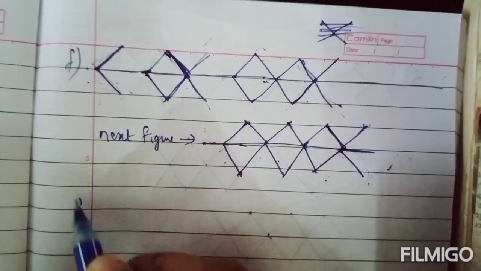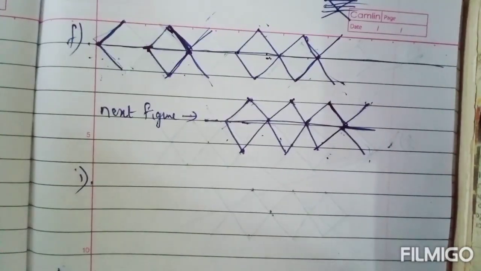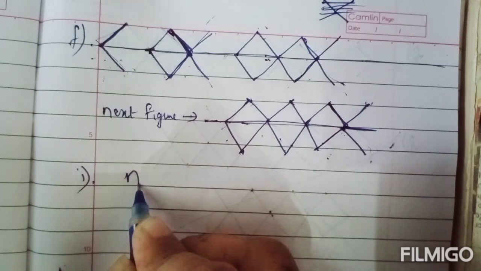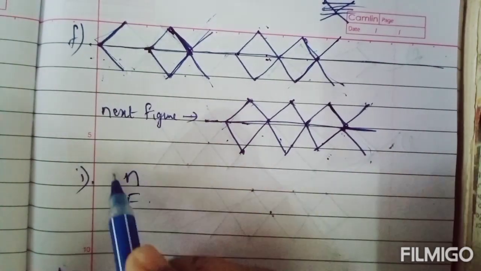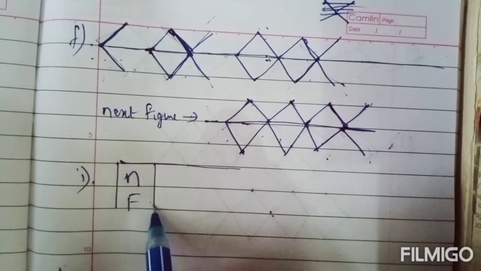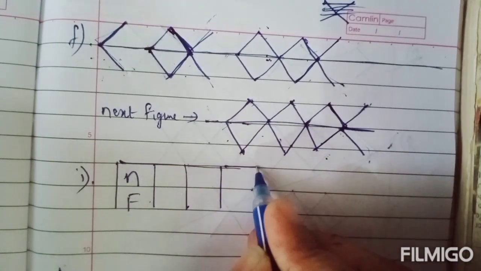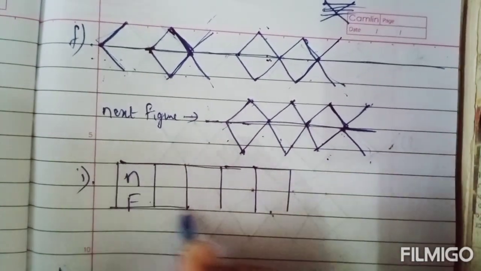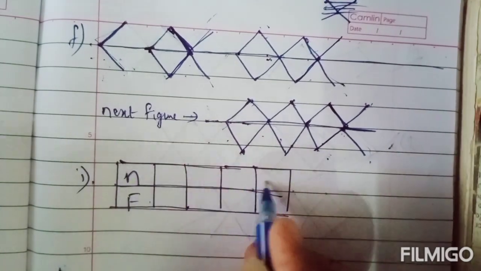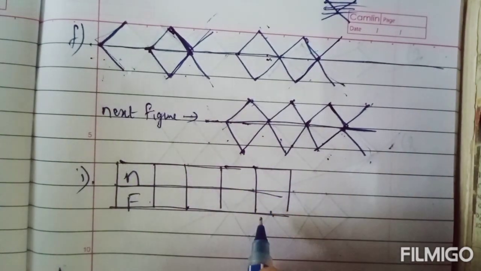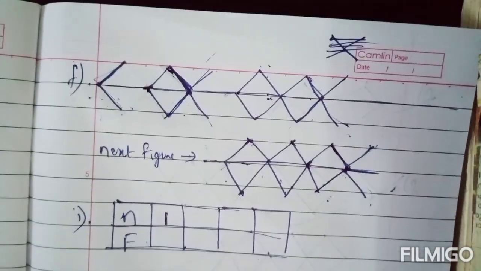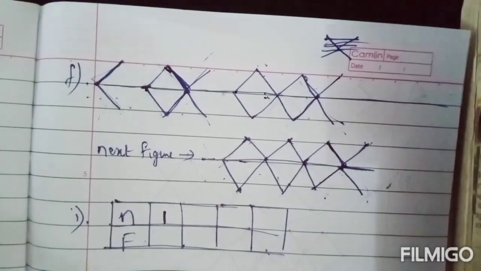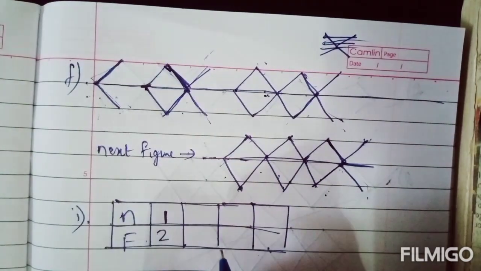And in that first question, what was that? In each case, if n denotes the number of the figure and f denotes the number of matchsticks used, you have to find f in terms of n. So construct a table like this. In that, you can write n in the first row and f in the second row. Now for the first figure, if n equals 1, how many matchsticks are there? 1, 2. So f equals 2.